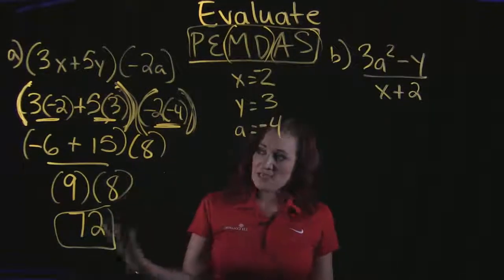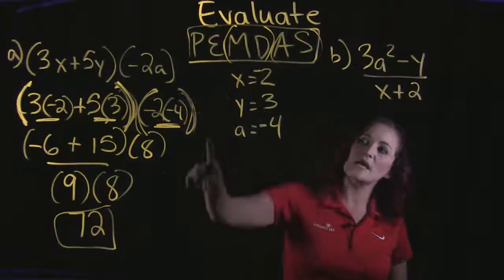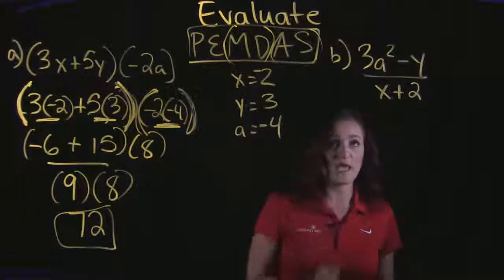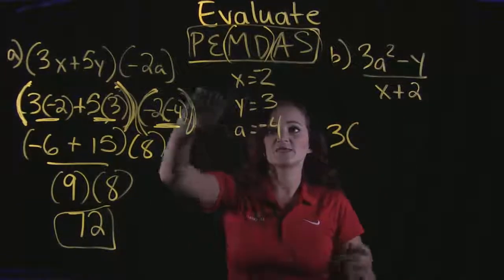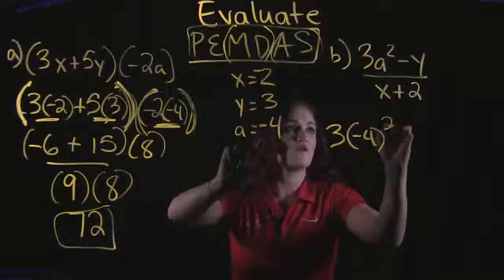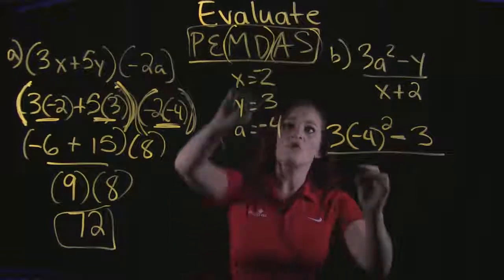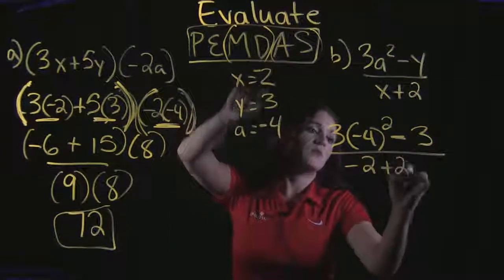So we're going to use that same concept to solve the expression over here on this side. And we're going to use the same set of values for it. So step 1, plug in. So when I'm plugging in here, that's going to be 3 times a squared, and a is going to be -4, minus our y, so minus 3, over x plus 2, so x is -2, plus 2.